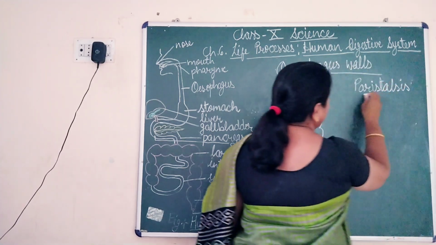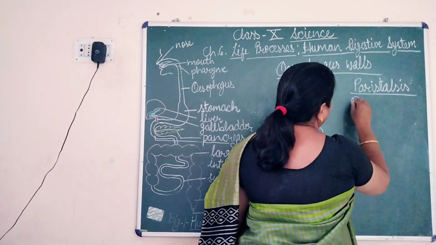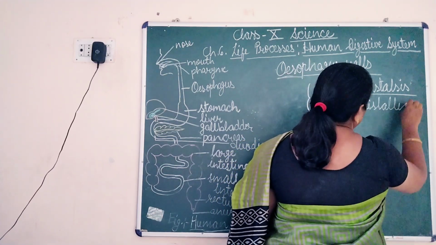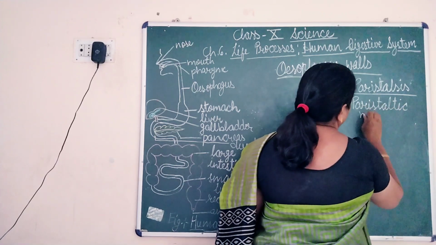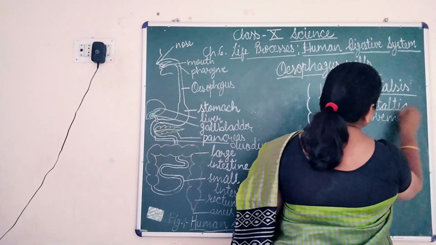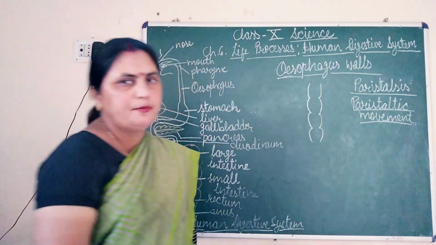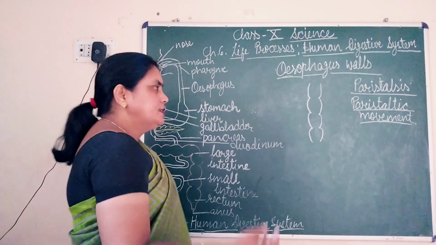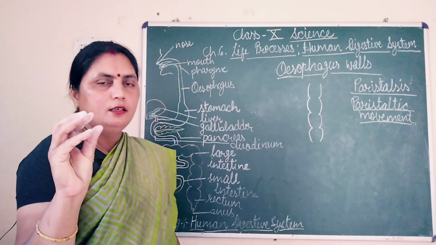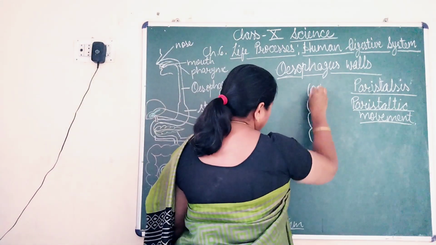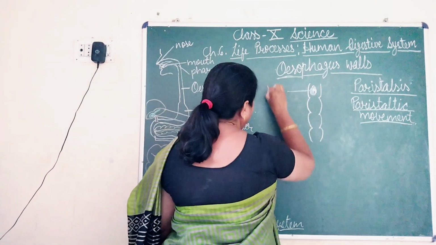This movement is known as peristalsis or peristaltic movement. Now what happens by this movement? When food enters the esophagus, it is in the form of a small ball which is called bolus.